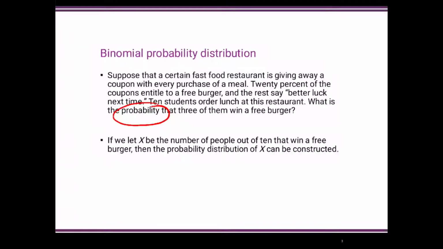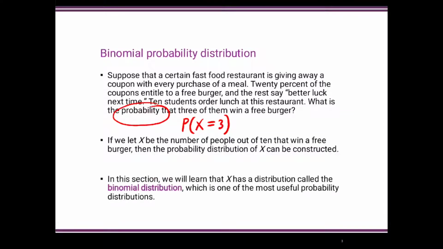We can let X be the number of people out of 10 that win a free burger. Then the probability distribution of X can be constructed. Basically we are trying to figure out the probability that X equals 3 get the free burger coupon. In this section, we will learn that X has a distribution called the binomial distribution, which is one of the most useful probability distributions.